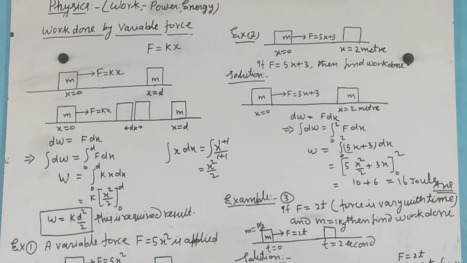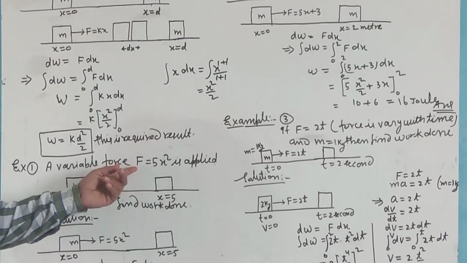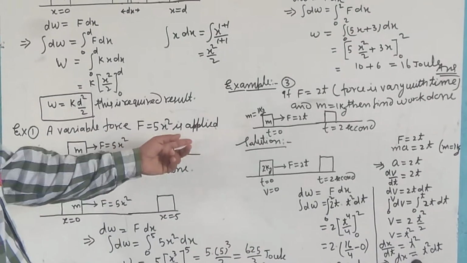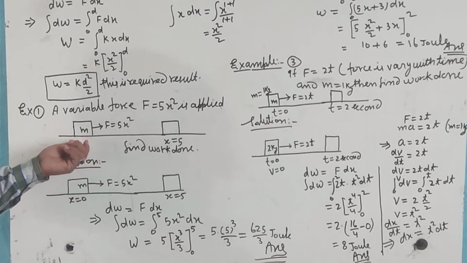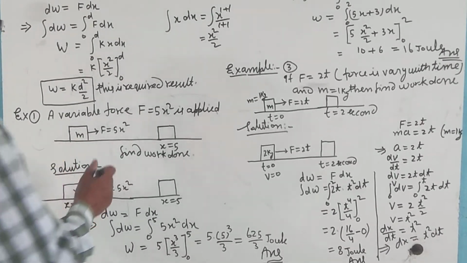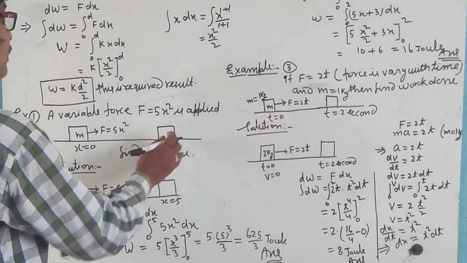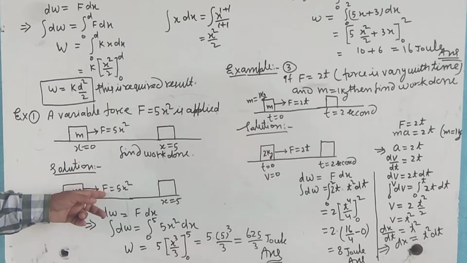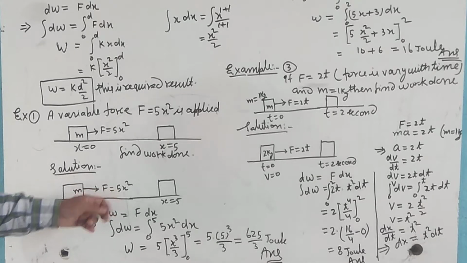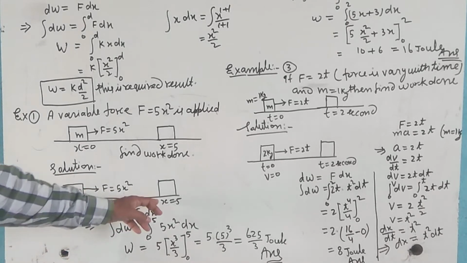Now we see some examples. A variable force F is equal to 5x squared is applied on the block, and the displacement is x equal to 0 to 5. Find the work done. Here the block of mass M has the applied force F equal to 5x squared, and displacement x equal to 0 to 5.